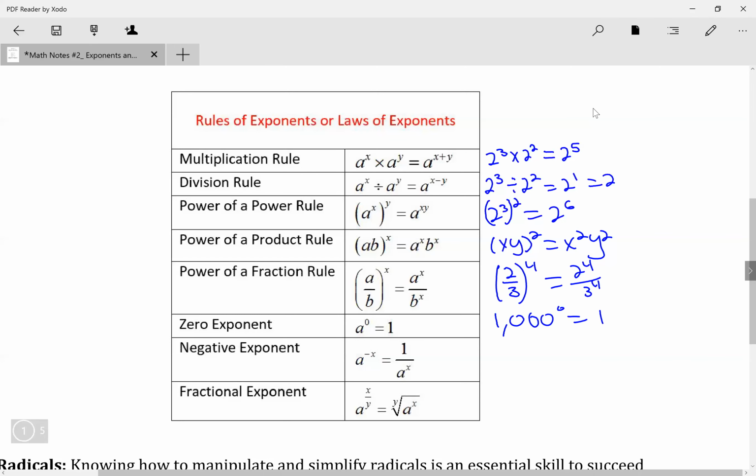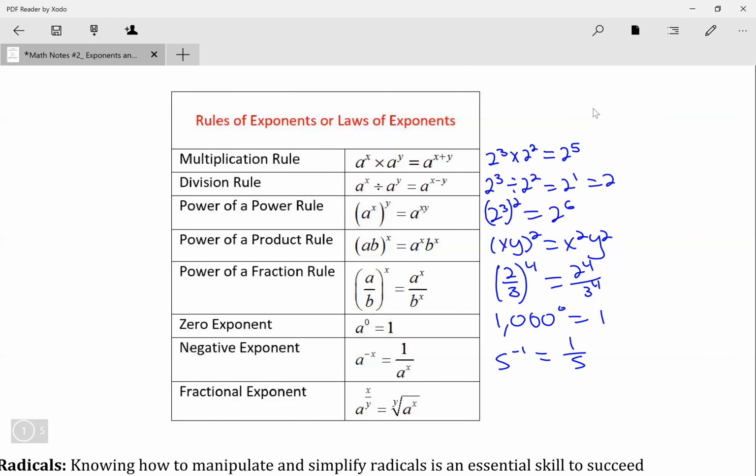Next, we have negative exponent. So a to the negative x power equals 1 over a to the x. That's basically trying to find the reciprocal. So let's say I had 5 to the negative 1 power, that would just equal 1 over 5. Or if it was 5 to negative 2, it would be 1 over 5 squared.